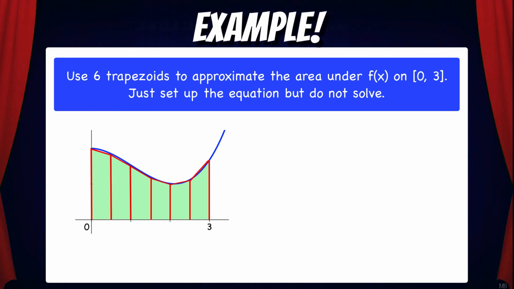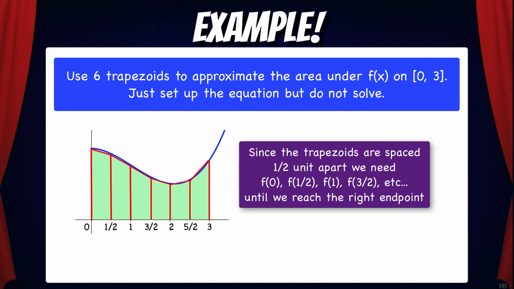Now that we have delta x, we can figure out all of the f values that we're going to need to get the bases of each trapezoid. Since all the trapezoids will be spaced 1/2 unit apart, then we're going to need f of 0, f of 1/2, f of 1, f of 3/2, etc. until we reach the right endpoint. Now we can write our equation.